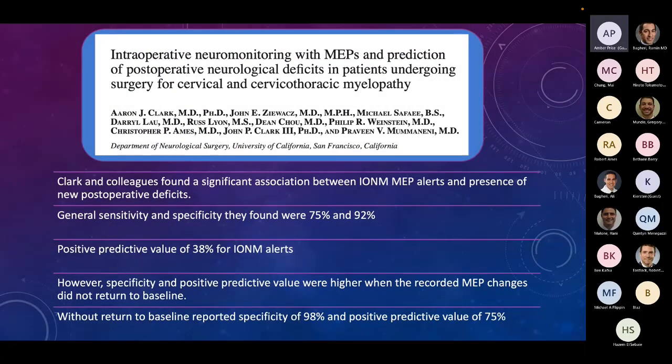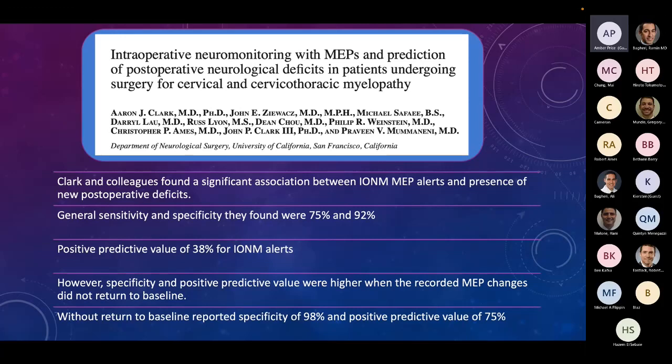MEPs, so then, they found that SSEPs weren't totally accurate and they could miss things. And so with the advent of MEPs, they tried to use that and see how accurate is this? So this is a study where they looked at MEPs and their corresponding presence with new postoperative deficits.